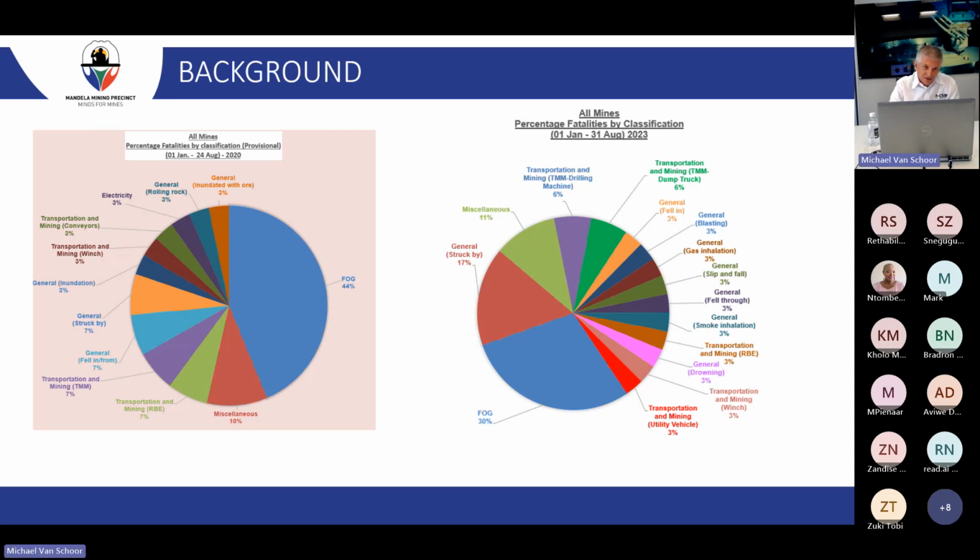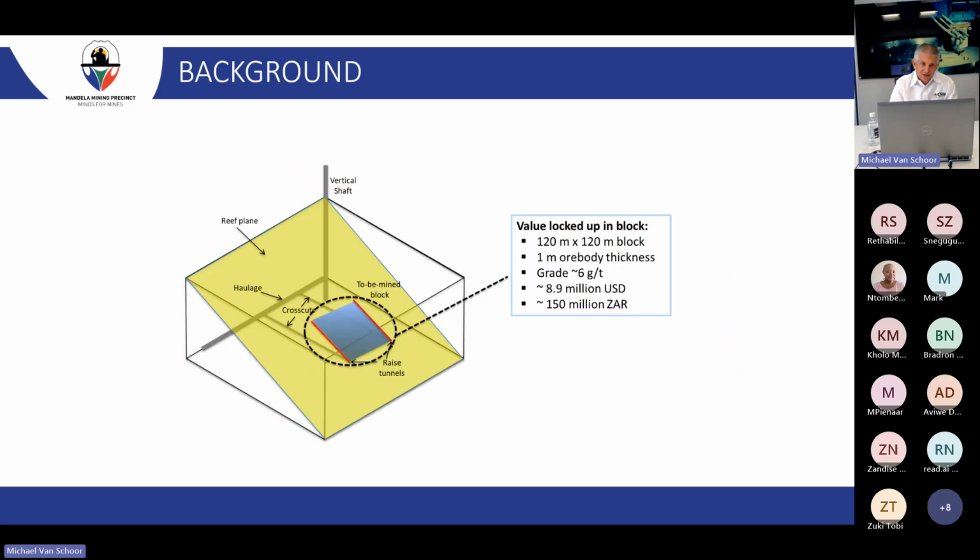So this talks about the zero harm objective, and then just maybe one little picture that talks about the optimal extraction. This one is often difficult to convey, but in one of the AOK projects, we look at the actual value locked up in a to-be mined block. For the calculation, we assumed a medium-sized block of about 120 by 120 meters, an ore body of about 1 meter thickness, and a grade of about 6 grams per ton. We looked at the platinum price at the time, and the calculation shows that a little block like that has a value of about 150 million South African rands.